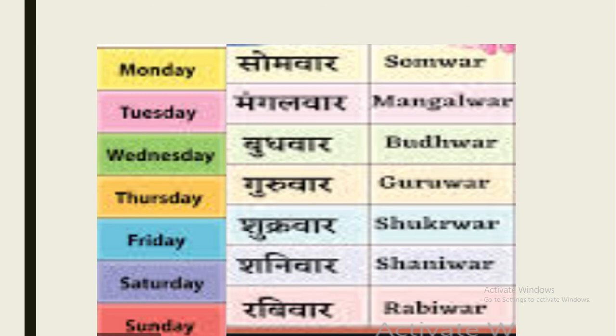Five days we have learned. What is Sunday? Ravivar. What is Monday? Somvar. What is Tuesday? Mangalvar. What is Wednesday? Budhavar. What is Thursday? Guruvar. Then Friday, Shukravar. Say Shukravar, Friday. Easy, right? Ravivar Sunday, Somavar Monday, Mangalvar Tuesday, Budhavar Wednesday, Guruvar Thursday, Shukravar Friday.